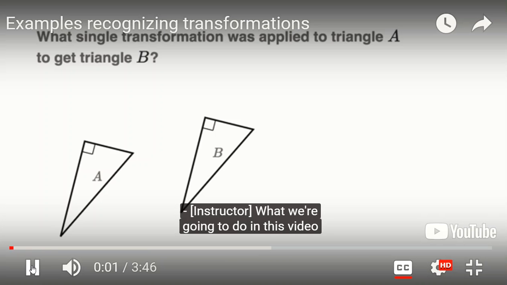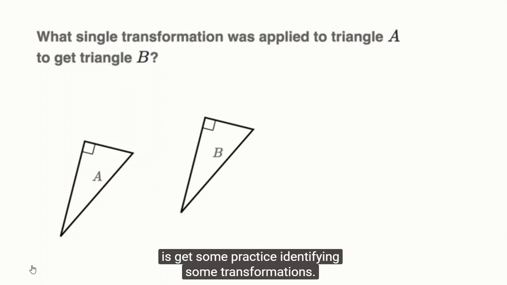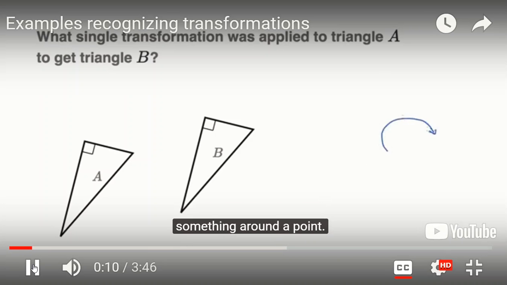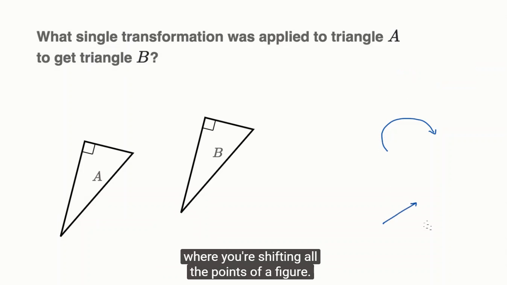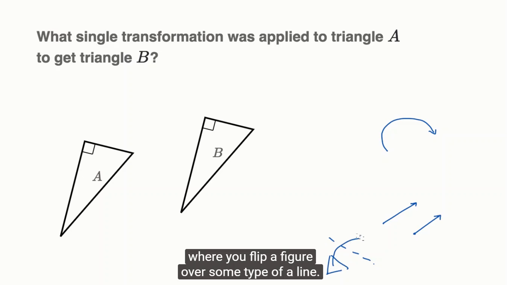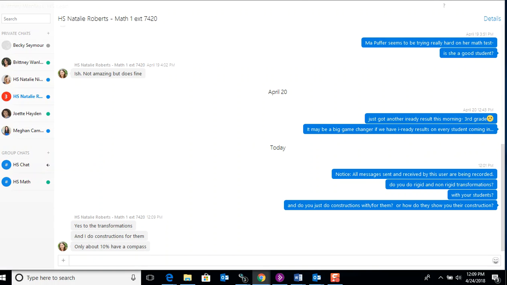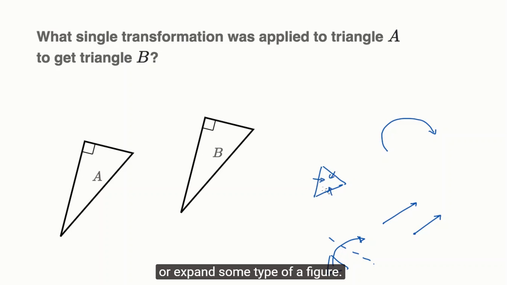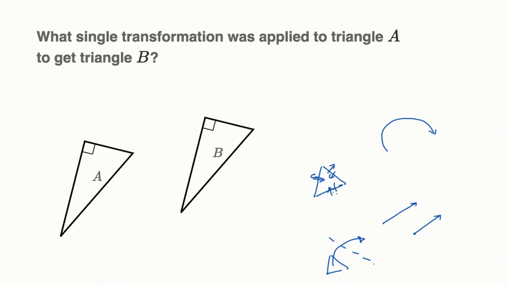What we're going to do in this video is get some practice identifying some transformations. And the transformations we're going to look at are things like rotations, where you are spinning something around a point. We're going to look at translations, where you're shifting all the points of a figure. We're going to look at reflection, where you flip a figure over some type of a line. And we'll look at dilations, where you're essentially going to either shrink or expand some type of a figure. So with that out of the way, let's think about this question.